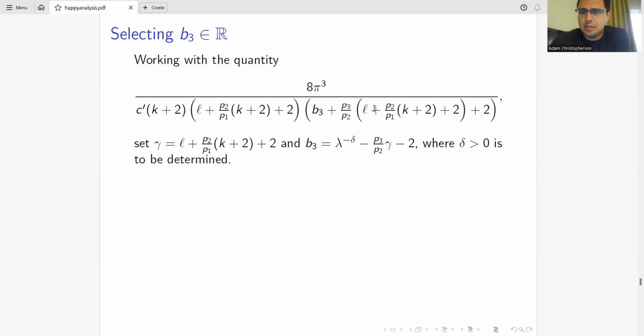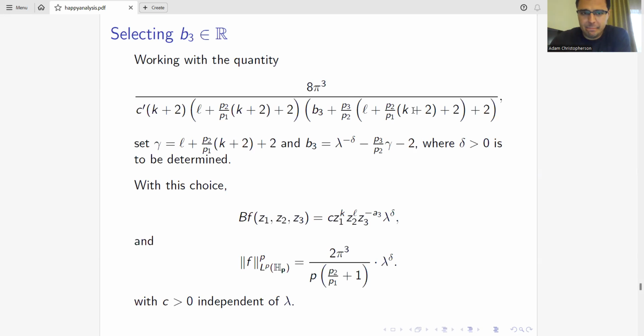Let us call gamma this middle term here, and simply take B3 to be lambda to the minus delta minus P3 over P2 gamma minus 2, so that this last term in the denominator is simply lambda to the minus delta. And if you bring that up to the numerator, it's lambda to the positive delta. Delta is going to be a positive number to be chosen just shortly. And like I said, with this choice, you have the Bergman projection being a constant times those powers of Z1, Z2, Z3 with lambda to the positive delta brought up to the numerator. And if you go back to a few slides ago, the LP norm of F to the power P is also a positive multiple of lambda to the delta. And all the constants here are independent of lambda. So we're ready to go.